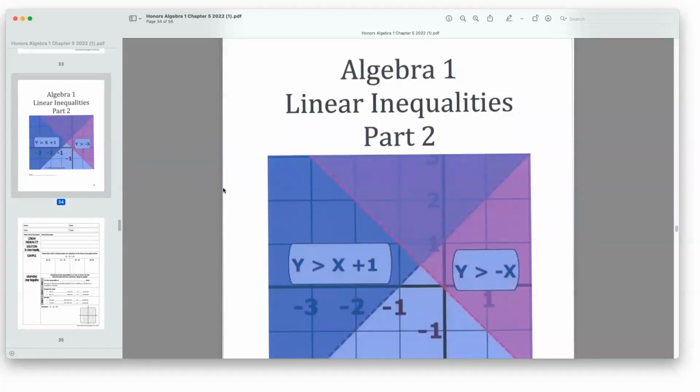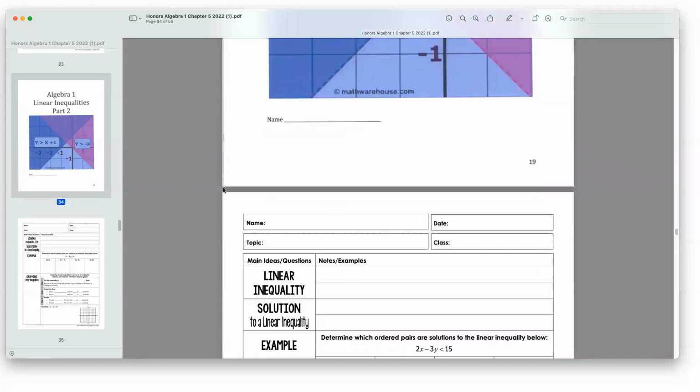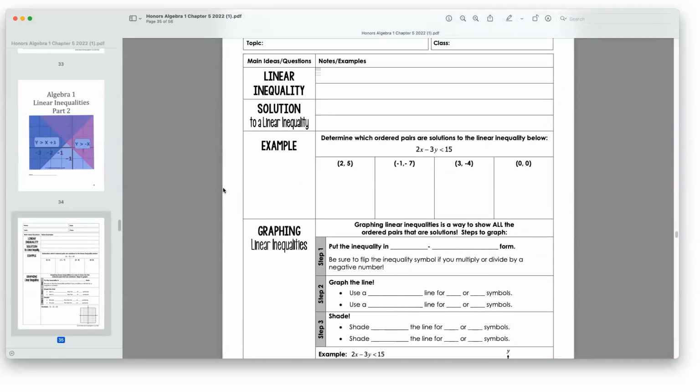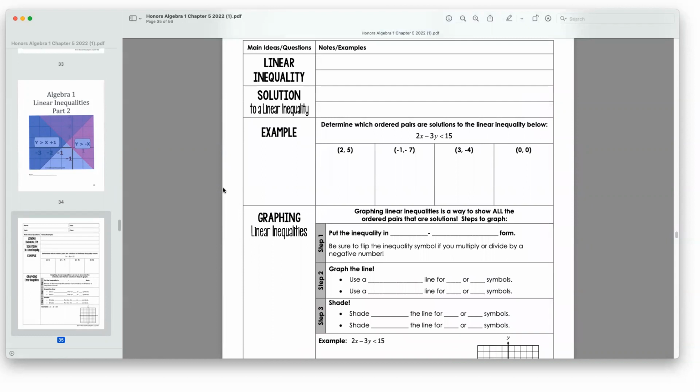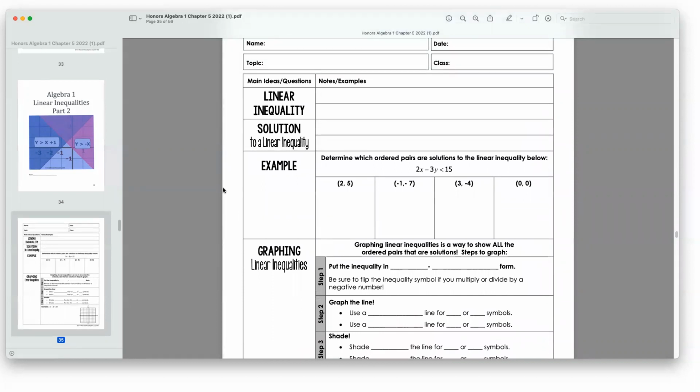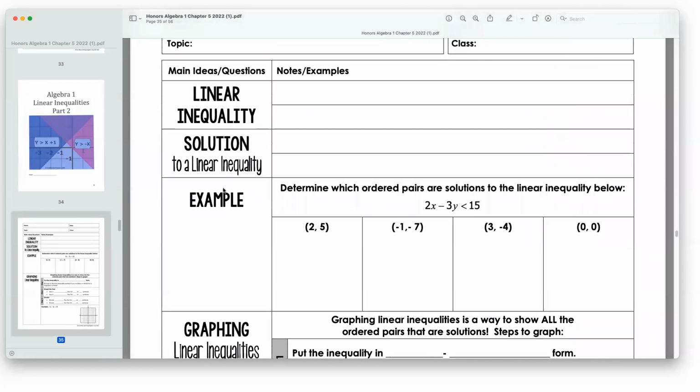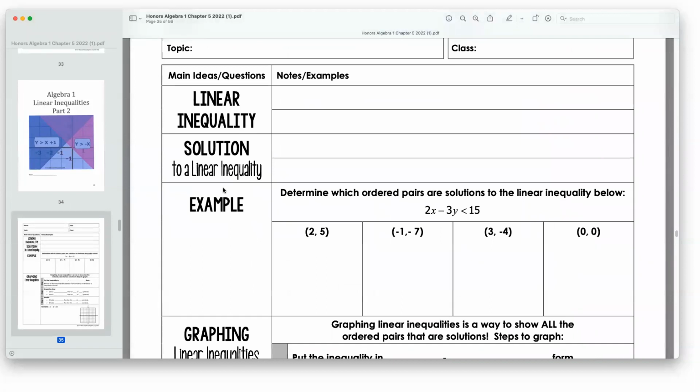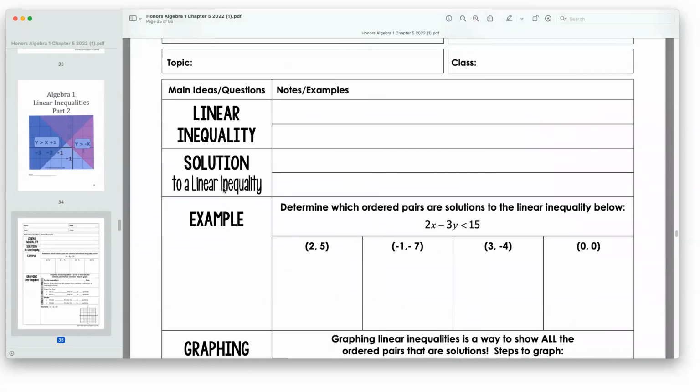Okay, in this second part of this chapter, we're going to be learning about linear inequalities. So we'll be taking a little bit of notes and doing some practice. A linear inequality is different than a linear equation because instead of seeing an equal sign, we're going to be seeing an inequality symbol.